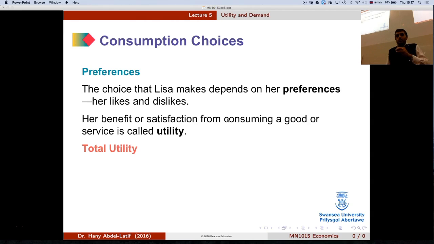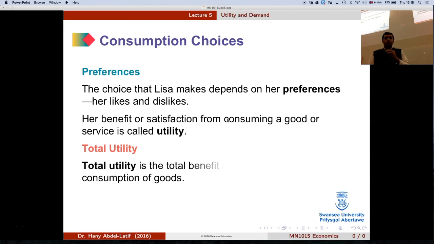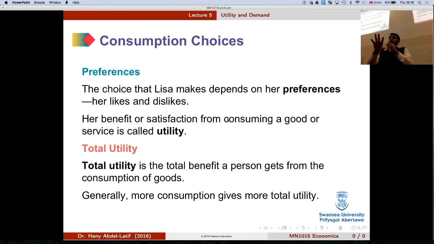Okay, so what we're looking at here as a consumer is the total utility. The total utility is the utility you will have from consuming a number of units of any product. So if she watched 5 movies or 4 movies, how much satisfaction, happiness, how many units of utility will this give her? That's the total utility. This is the total benefit or the total satisfaction or happiness a person gets from the consumption of goods. And remember, we will assume that you can measure it.